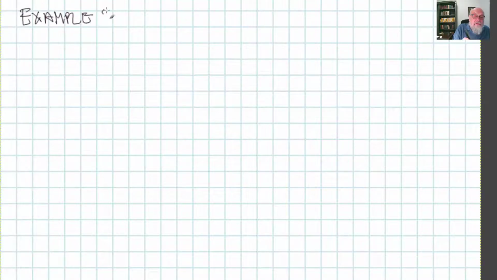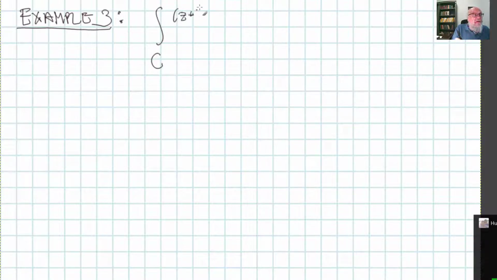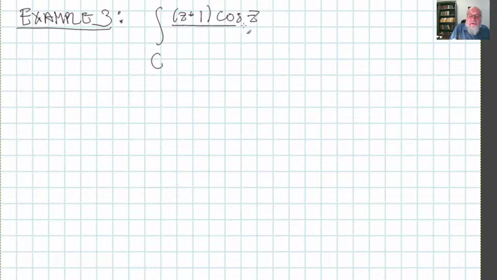Example 3. And this time I would say, let's say this is my integral over C, and we have here z plus 1, z plus 1, z plus, sorry, always somebody is calling, z plus 1, and this one is cosine z, and this is z cubed dz.